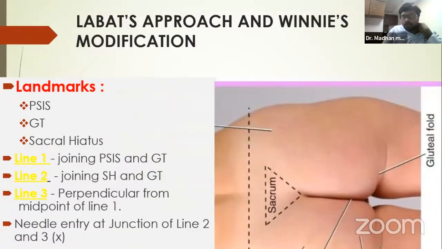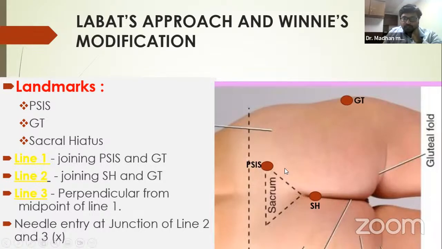So coming to the gluteal approach of the sciatic nerve block, here we have two named approaches. One is the Labat's approach and another one is the Winnie's modification of the Labat's approach. For that, again, position will be the same. Patient will be in lateral decubitus position or even the prone position. You need to identify a few bony landmarks. One will be the posterior superior iliac spine, the other one will be the greater trochanter, and the other one will be the sacral hiatus.